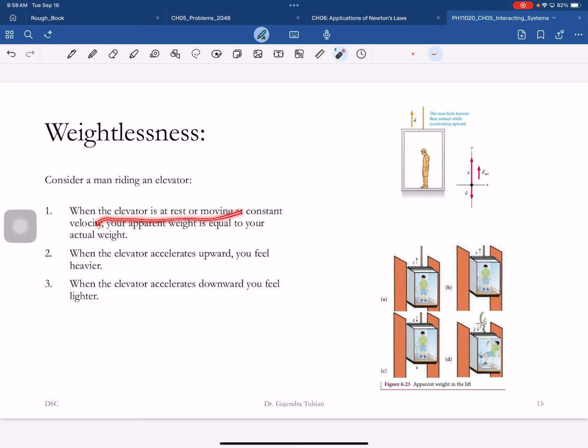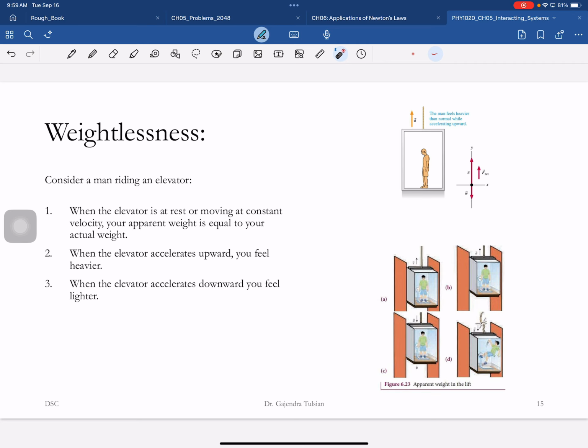When an elevator is at rest or moving at constant velocity, your apparent weight is equal to your actual weight. If you're accelerating upwards, this force has to be greater than this. If you're accelerating downwards, this force has to be less than this force, so your apparent weight will be less than your actual weight. So here's another way to feel weightless. When you're feeling weightless, that means this force has gone to zero.